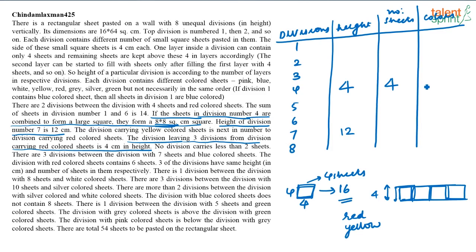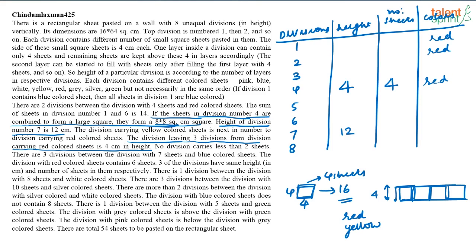Can red come here? If red is here, 1, 2, 3, this can be 4. Can red be in position 3? No, red can't be in position 3. Why? Because if red is here, 1, 2, 3, this height is already given as 12. Not possible. Can red be here? Yes, it can be here or here. So red can be in any of these 3 places, either on top or here or here. Accordingly, after you leave 3 positions, the next one will be 4. Okay, now again I am not sure where red will be.